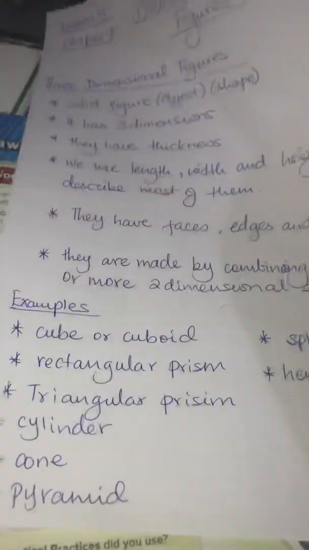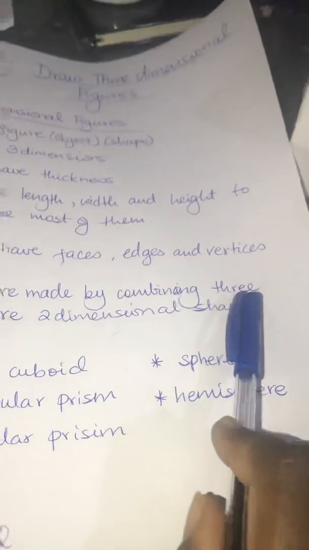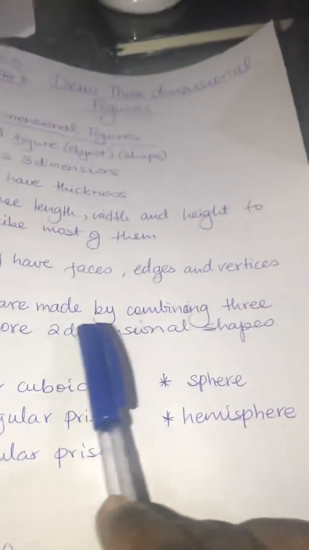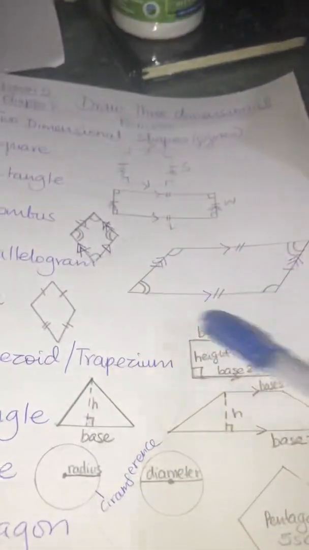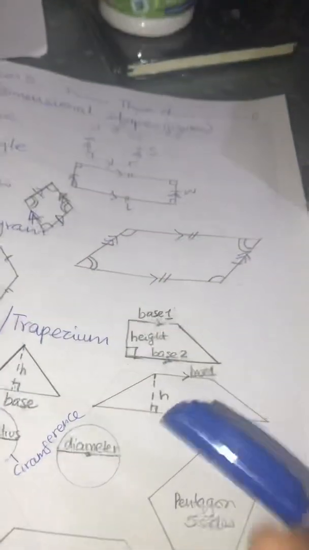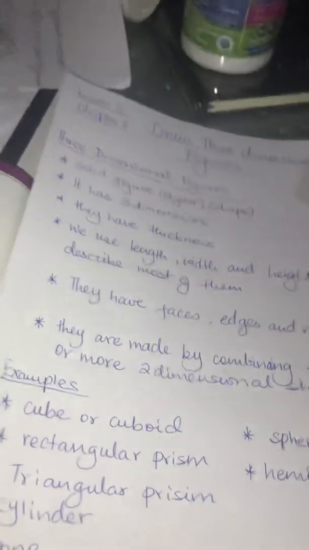Now, some of the common 3-dimensional shapes. So wait, I have said here, they are made by combining 3 or more 2-dimensional shapes. So, for you to make a 3-dimensional shape, you need to combine 3 or more of these. Put them together, glue them, tape them, and it makes a 3-dimensional shape, okay?